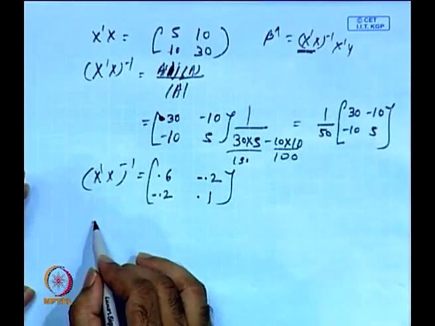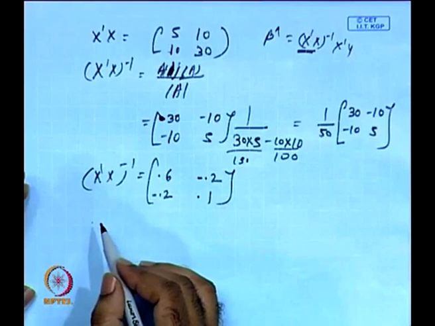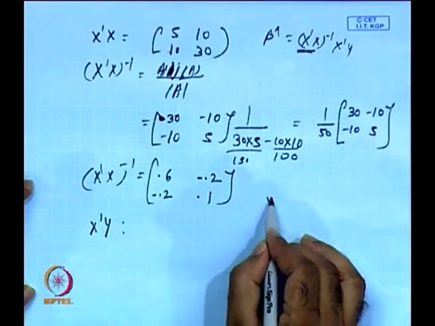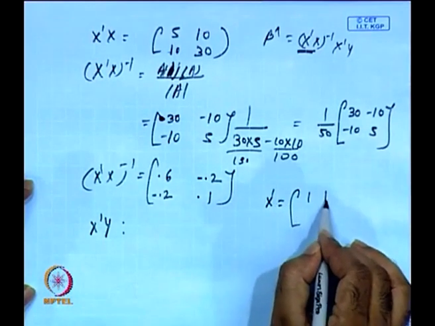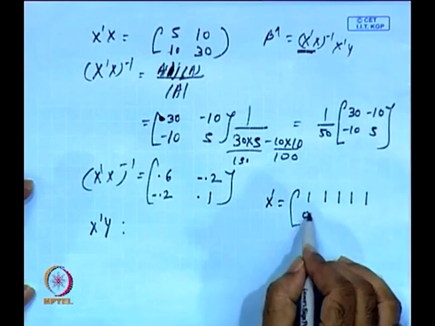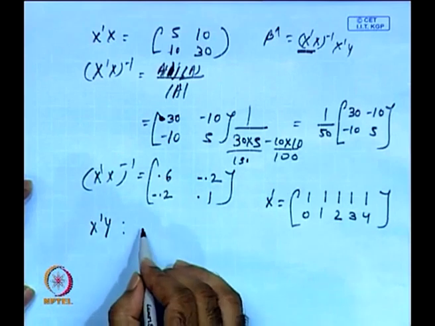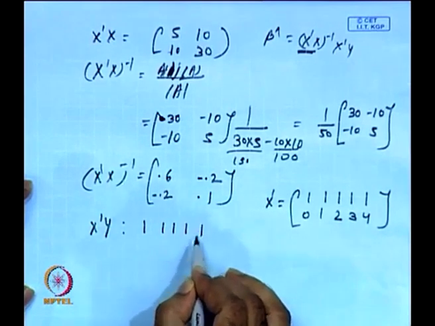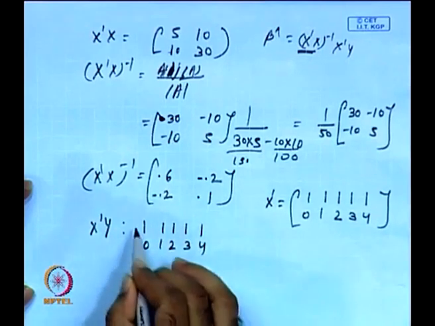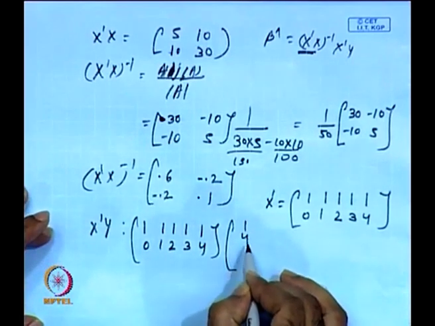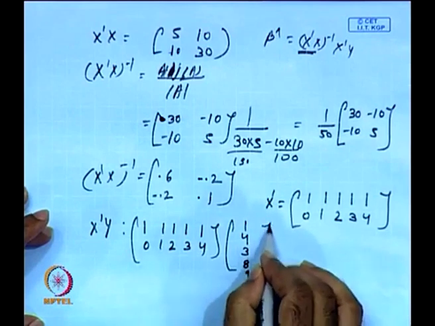Similarly, we would like to know x transpose y. So what is first x transpose? x transpose here equals 1, 1, 1, 1, 1, then 0, 1, 2, 3, 4. This is x transpose, and we have to multiply it by y. y is a column vector, so y represents 1, 4, 3, 8, 9. So this is how the x transpose y.